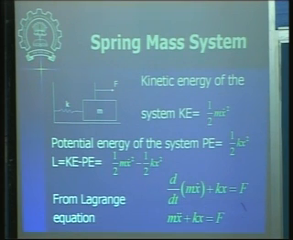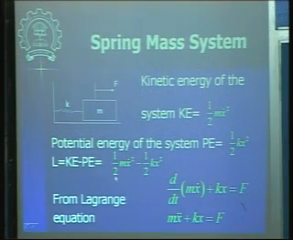Okay, so you can see here the system kinetic energy is given by this half m x dot square for the simple spring mass system. Then potential energy is given by half k x square, this term here. The Lagrangian L will be given by this kinetic energy minus potential energy, and your Lagrange equation we can see now d by dt of dou L by dou q dot.